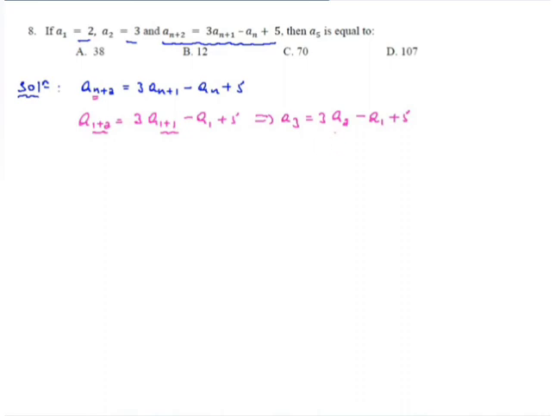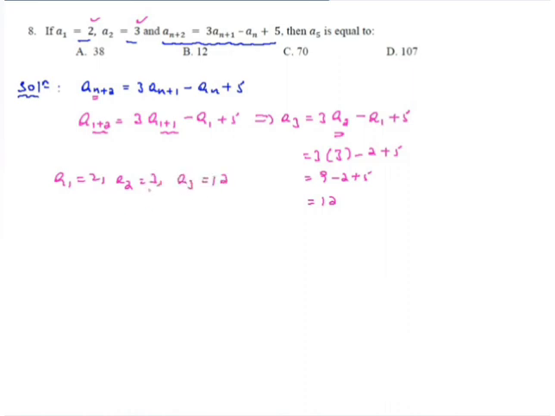So the second term is given. How much is it? The second term is 3. So 3 times 3 minus the first term, which is 2, plus 5. This means 9 minus 2 plus 5, the result is 12. Now you see what we have: first term 2, second term 3, third term 12.